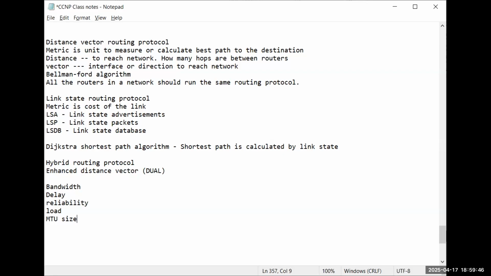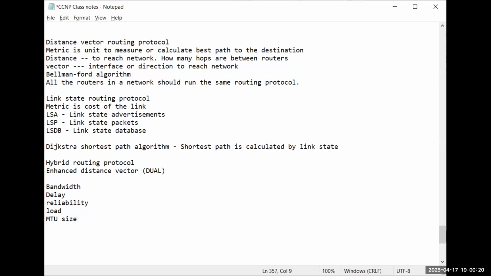Okay, so it's going to calculate these things. What is the bandwidth of the link? What is the delay of the link? Is the link reliable? Load and MTU size. If you check the show interface command on any of the active interfaces, by default you will get the values for these parameters of the link. For all the links, it will mostly be the same by default.